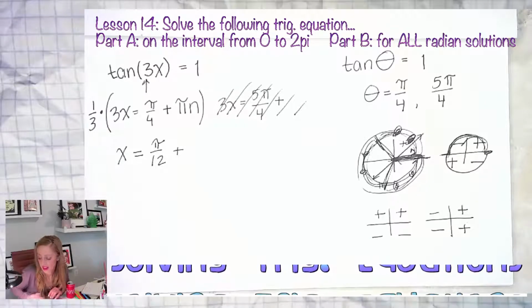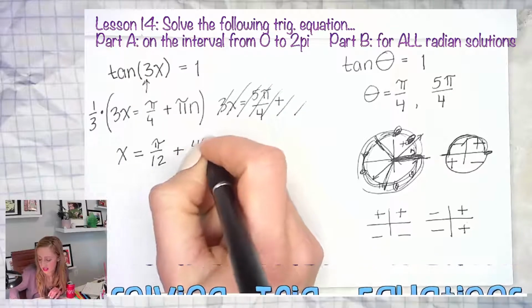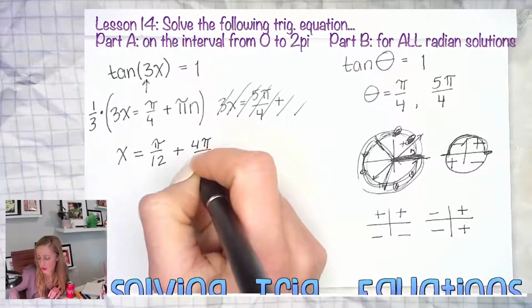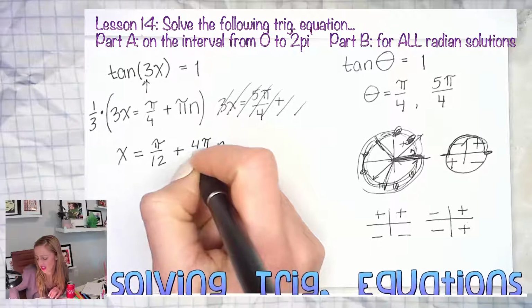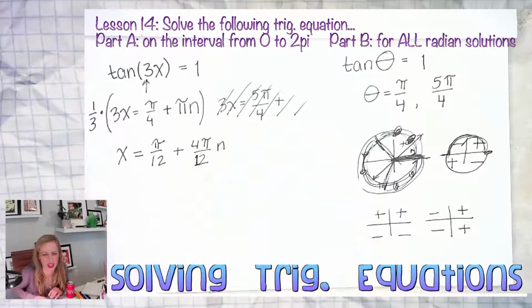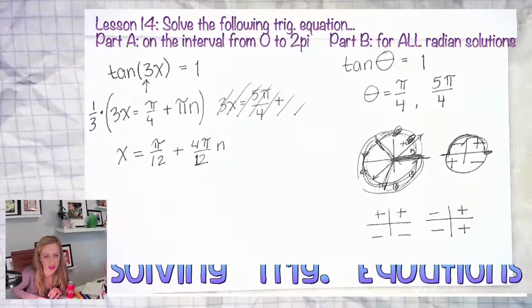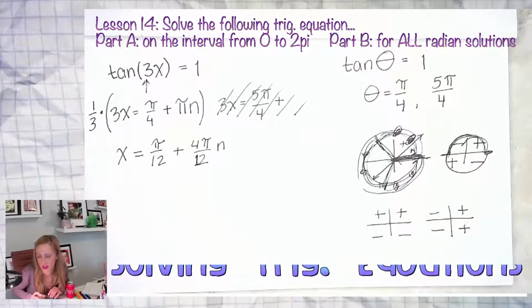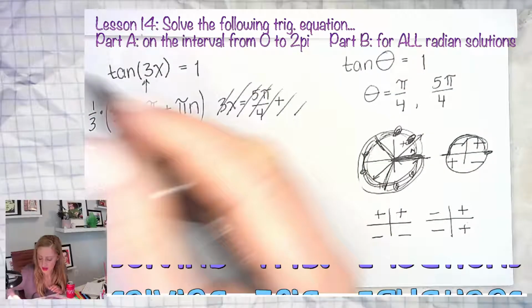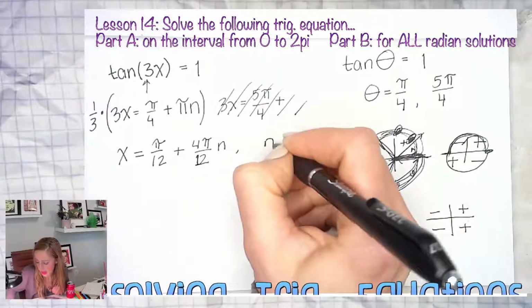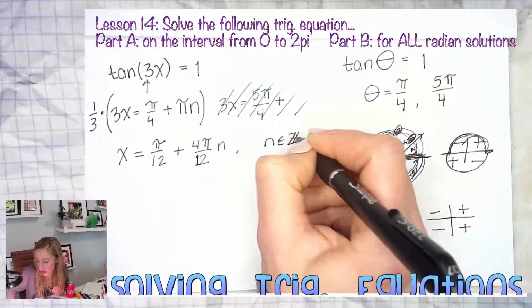4 pi n over 12. Yeah, I always say 4 pi over 12, and then I say the n at the end. I feel like it gets a little crowded when you do the n on top too. And then again, if this was written once on your paper already, you're good.